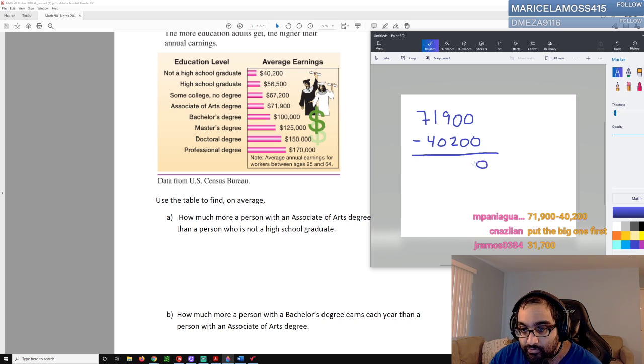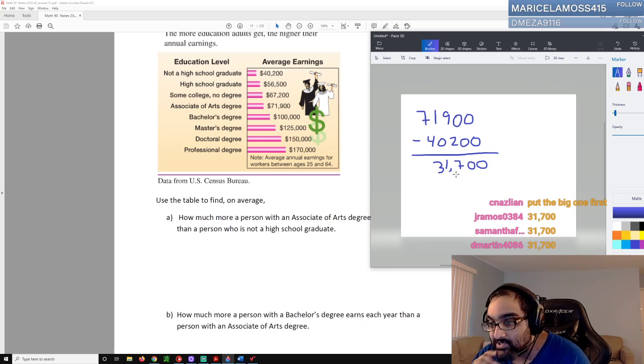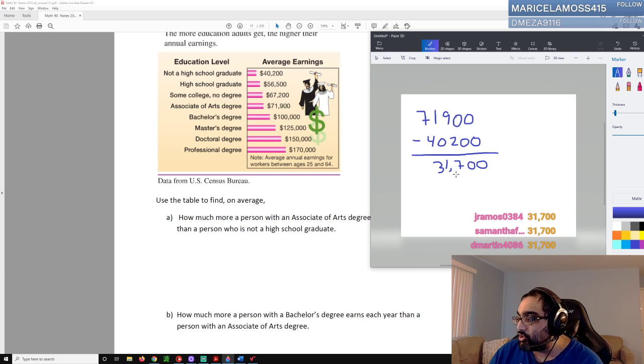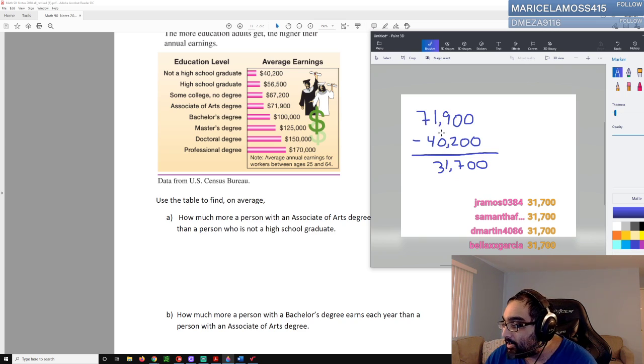So if we do that here, we get 0, 0, 7, 1, and 3. Okay, and that's correct: 31,700. I got this question from the last class, by the way. If you want to put those commas there, like we talked about last time, if that helps you organize things, please do so. We're just lining up the numbers, so if it helps, cool. If not, that's fine.